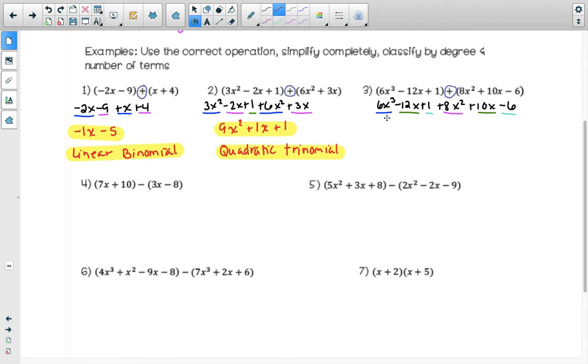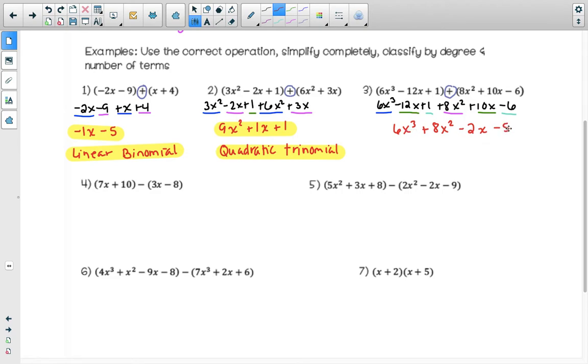We look for the highest exponent, which was our 6x cubed, and nothing went with it. So we're going to keep our positive 6x cubed. Next, we go to our x squared, which had no other term that went with it. That was a positive 8x squared. Then we looked at our x's, which is a negative 12x and a positive 10x. So we add those. That becomes a negative 2, and we keep the letter x. Then we go to our constants, which are 1 and negative 6, which gives us a negative 5.